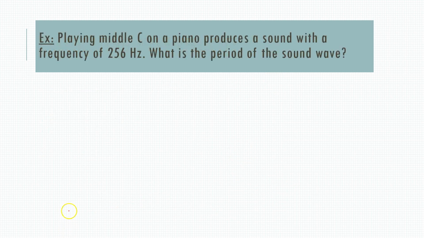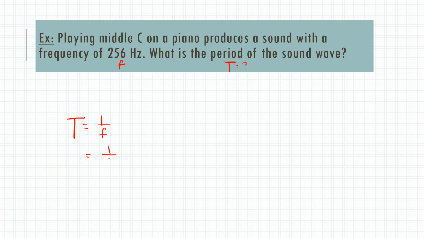So let's do a couple of examples of this. You have a person playing a middle C on a piano, and it produces a sound with a frequency of this. So we know that this is F. What is the period of the sound wave? Well, if it's wanting period, it has to be this equation. It has to be T is equal to 1 over F.